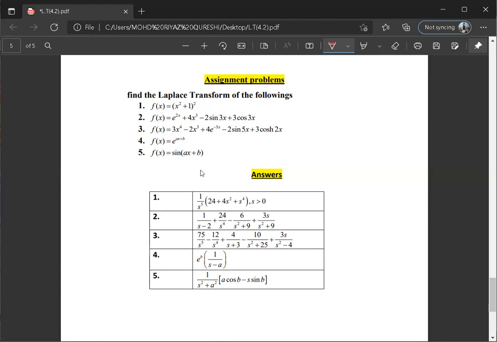This is, you can see. Sin a cos b plus cos a sin b. This expansion: sin a means sin ax, cos b means cos of small b, plus cos ax times sin b. The sin b is a constant, you can pull it out and you can apply. If you are getting the answer, it's okay.